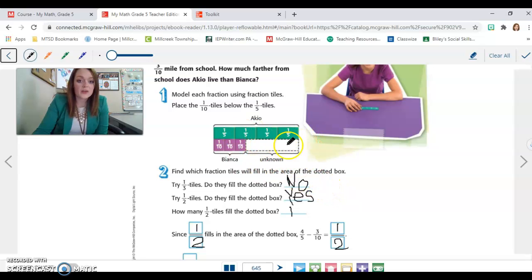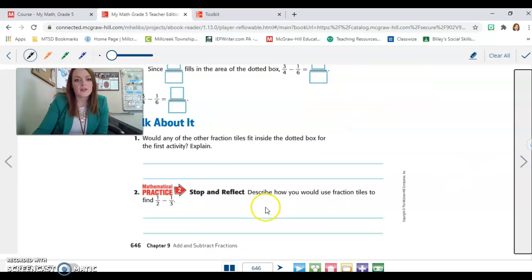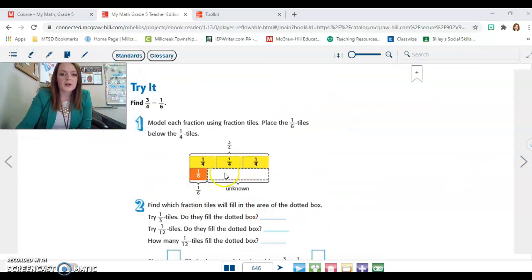They're using tiles to figure out the missing piece of the puzzle, in a sense. We can also do it a different way, which we will get to today or tomorrow. So Akio lives 1/2 mile farther from school than Bianca. Let's look at our second example. It says find 3/4 minus 1/6.